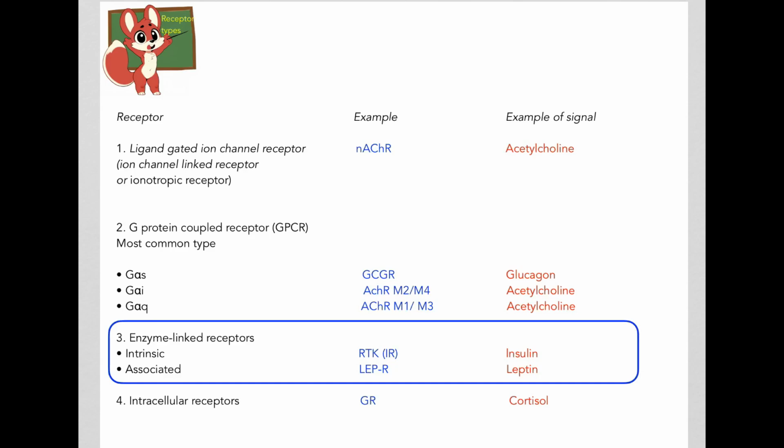So hopefully this discussion with examples gives you a good idea of the structure as well as functioning of the GPCRs. In the next video, we shall look at enzyme-linked receptors that have intrinsic enzyme activity, as well as those that have associated enzyme activity.